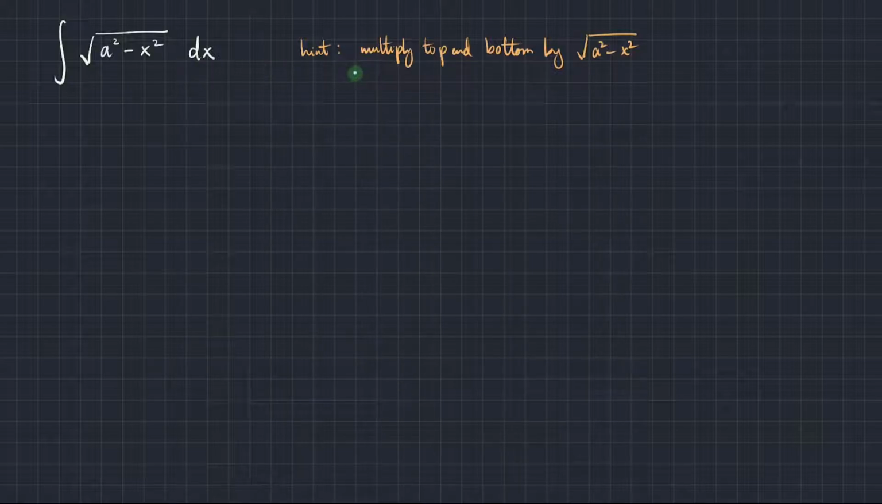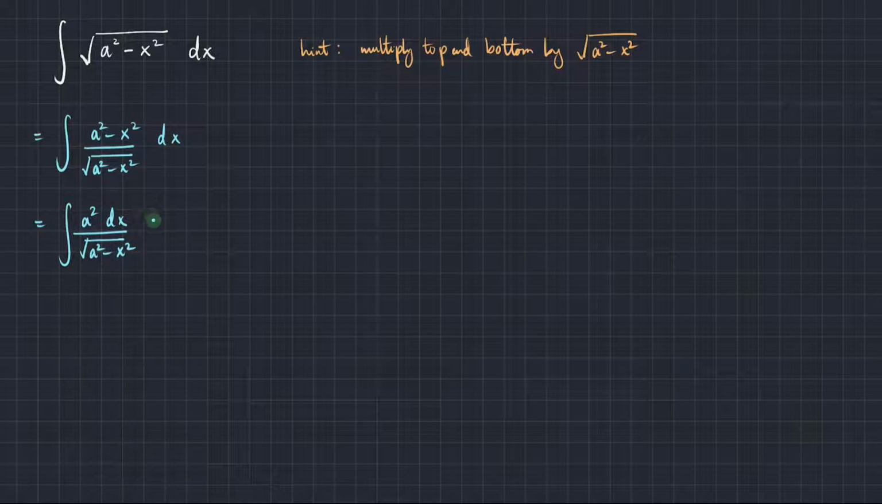Okay, as per the hint, if we multiply the top and bottom by the square root of a squared minus x squared, we should get the integral of a squared minus x squared all over the square root of a squared minus x squared dx. And now we can split this integral up into two separate integrals. The first integral will be a squared dx over the square root of a squared minus x squared, and the second integral is minus the integral of x squared dx over the square root of a squared minus x squared.